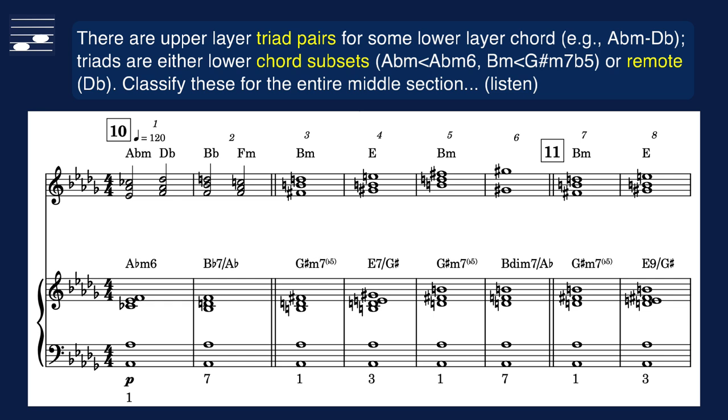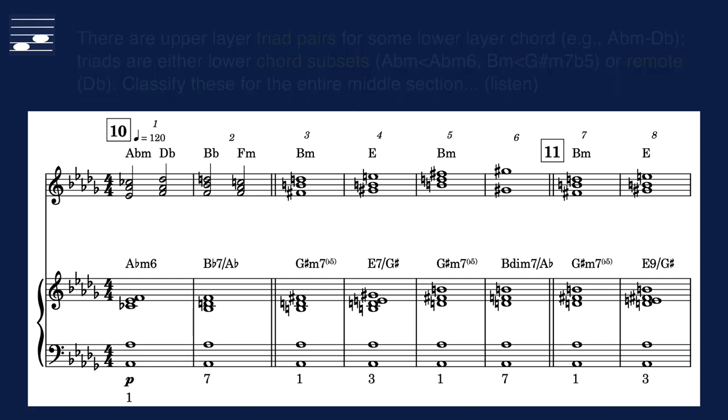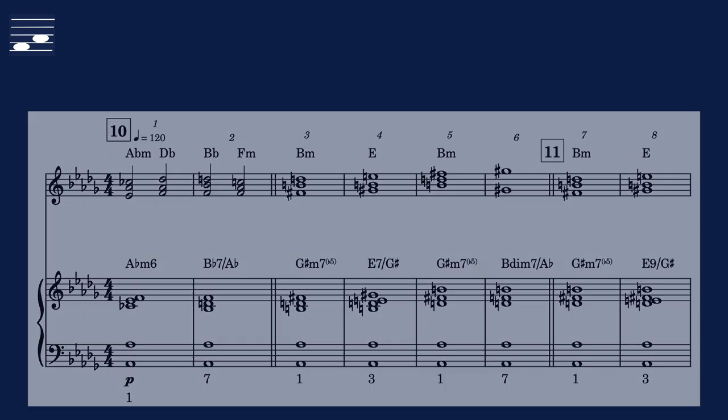Here are the opening measures of the statement for 3 muted trumpets, with the upper layer triads in the top staff. Some of these triads are subsets of the lower harmony, such as the A flat minor triad that is contained in the A flat minor 6, or the B minor triad that is included in the G sharp half diminished chord. In other cases, the upper triad is more remote, and combined with the lower layer chords yields an extended or polychord, such as the D flat major over A flat minor 6 chord. I will now play the harmonic framework with combined lower and upper chords.